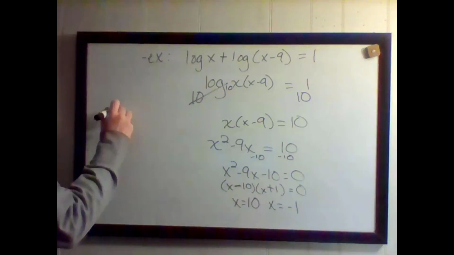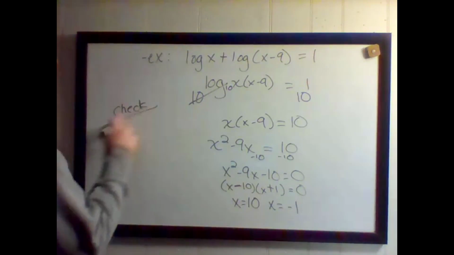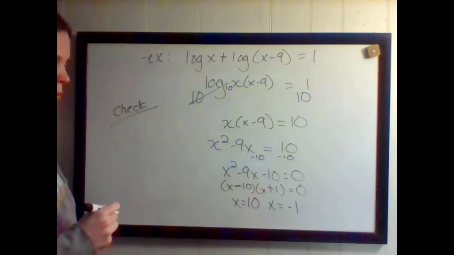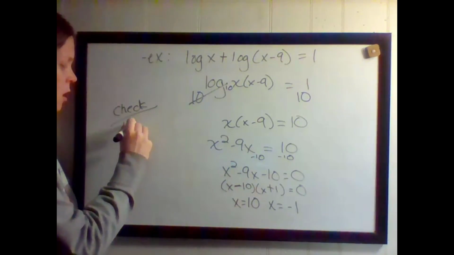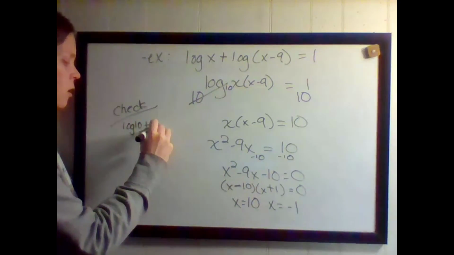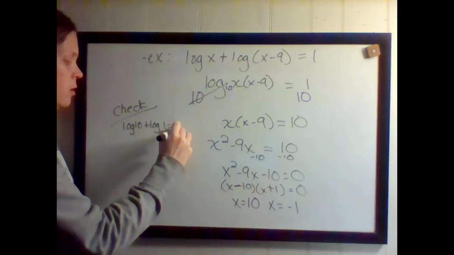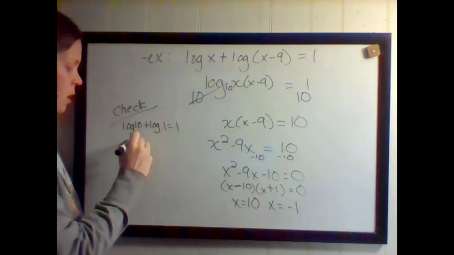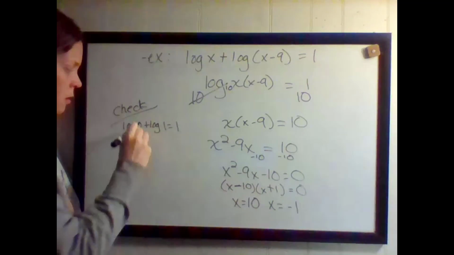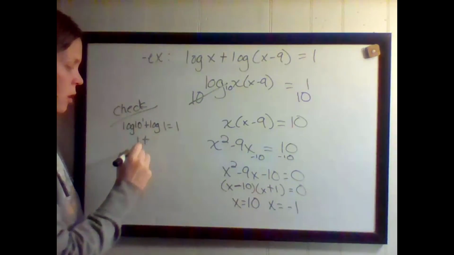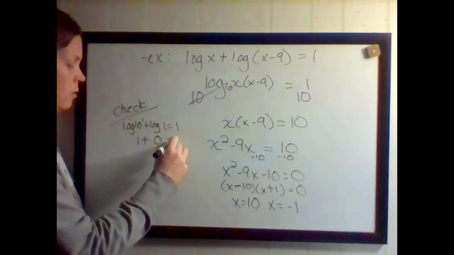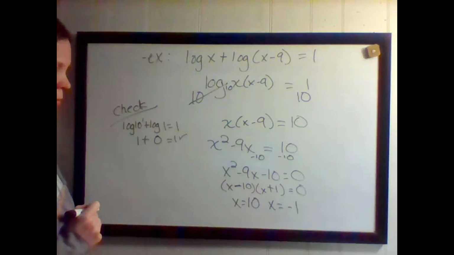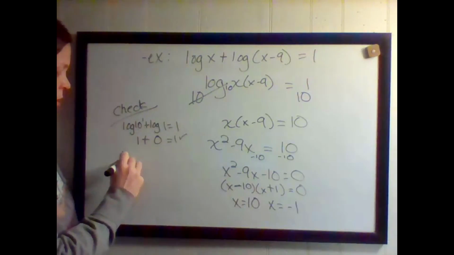Now here, let's check these out. A lot of times when I have two of them, sometimes they both work out, but a lot of times they don't both work out. So let's check out 10 first. Log 10 plus log of 10 minus 9 is 1. Is that 1? Well, log of 10 is 1. That's log base 10 of 10, 10 to the 1 power. So that's 1. Log of 1, no matter what the base is, it's always 0. So yep, 1 plus 0 is 1. That checks out.